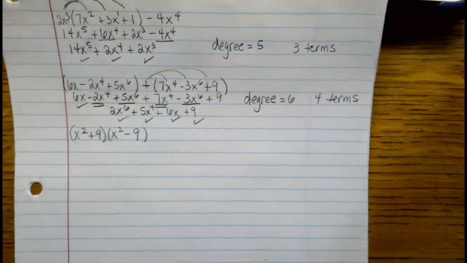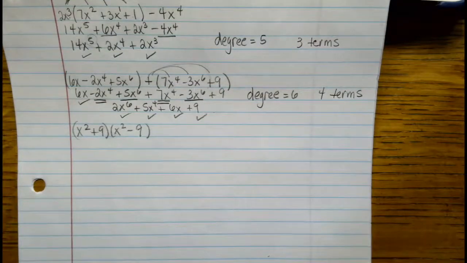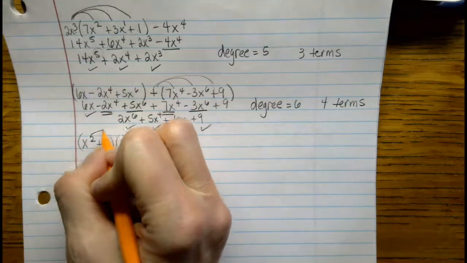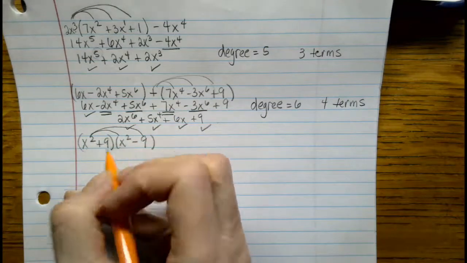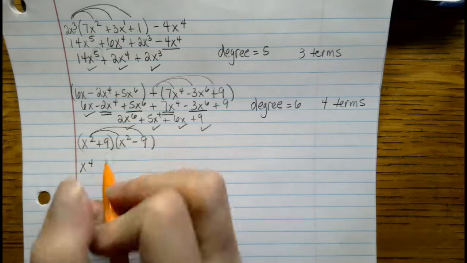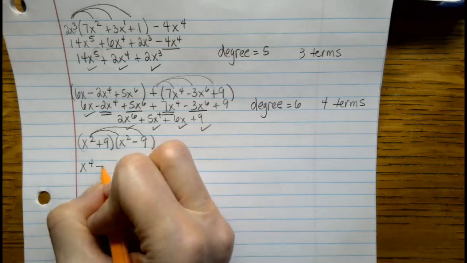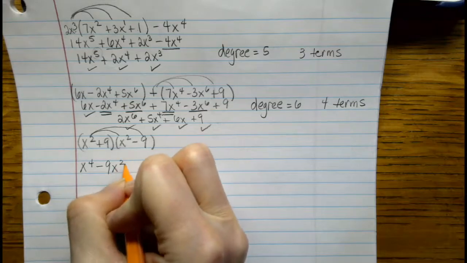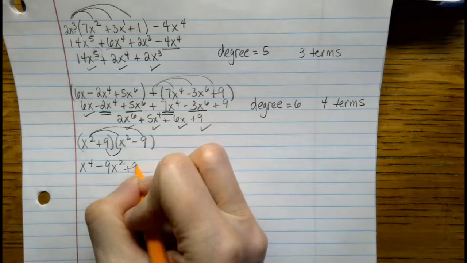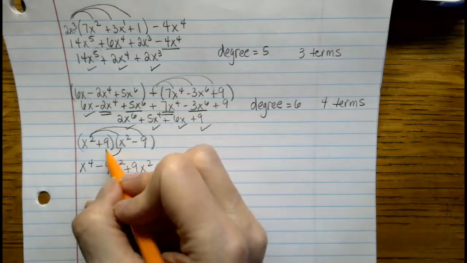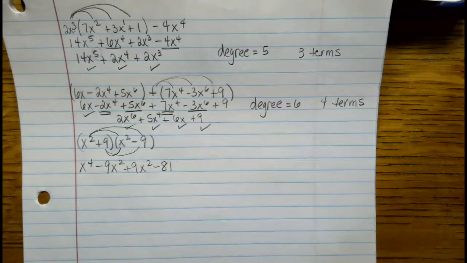Finally, on the last part to this one, it looks like we're going to distribute or FOIL, whichever one you learned. So we're going to start here. X squared times x squared is x to the 4th. Again, when we multiply, we add the exponents. X squared times negative 9 is negative 9x squared. Positive 9 times x squared. And positive 9 times negative 9 is negative 81.